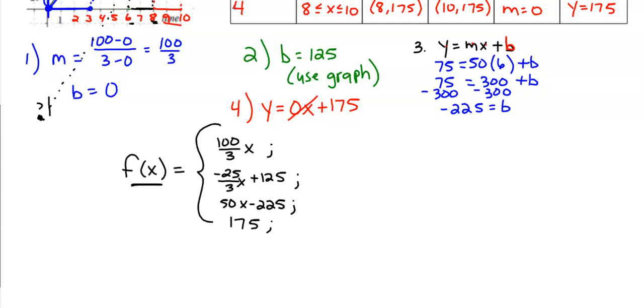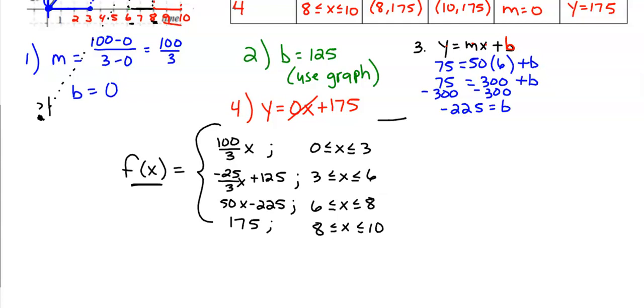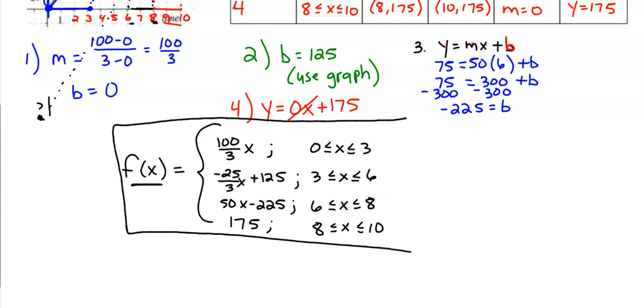And I put semicolons after each of them. Sometimes you'll see commas, sometimes semicolons. Doesn't really matter. Last thing is just filling in all of those intervals. So our first one was from 0 to 3, 3 to 6, 6 to 8, and 8 to 10. And that's it. Don't put the bracket on the other side. That right there is the final answer.